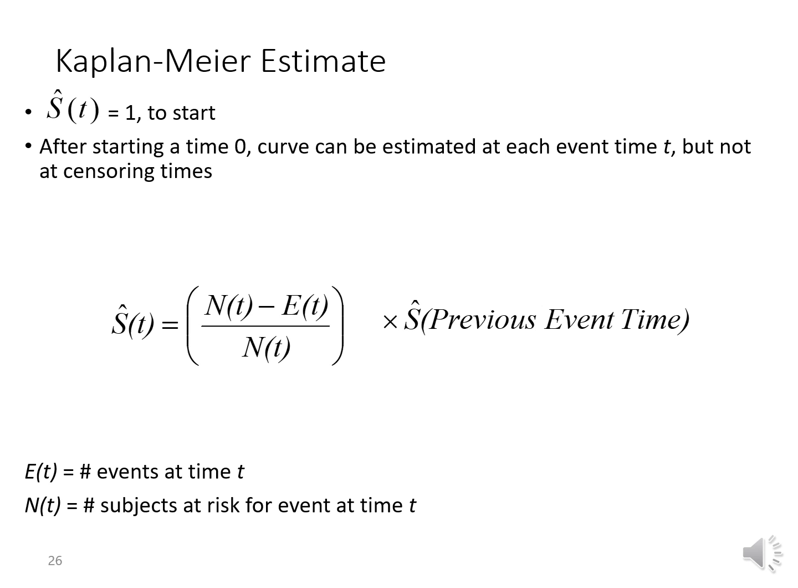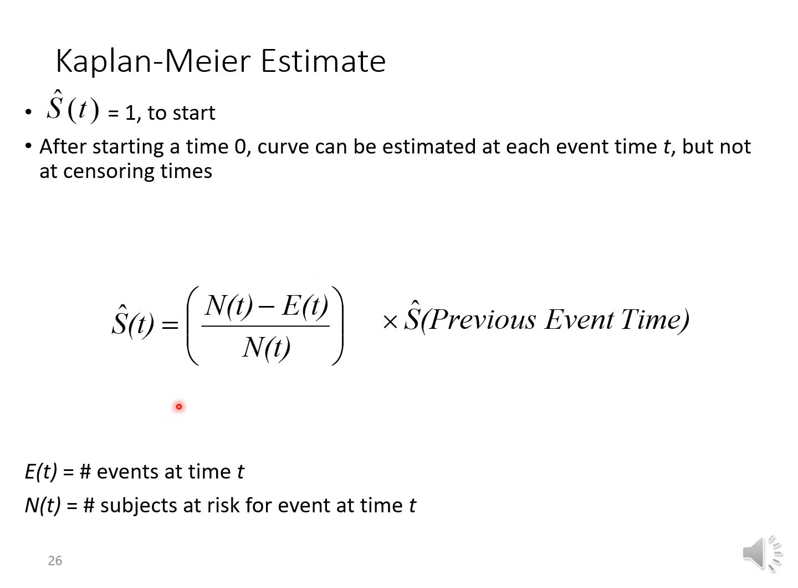So this is the Kaplan-Meier method. It always starts with survival equal to 1, so everyone has not yet experienced the event. After starting at time 0, the curve can be estimated at each time of the event, but not at a censoring time. So if we have people who converted at 2 months, 6 months, 7 months, anything that does not have a plus is the time of an event. So we calculate the probability of survival only when we have an event.